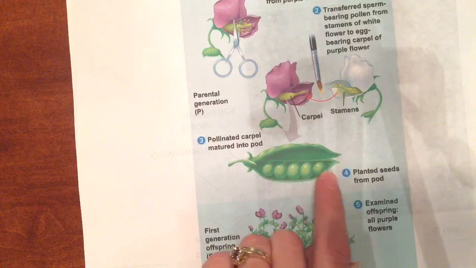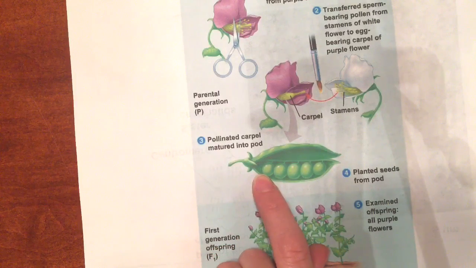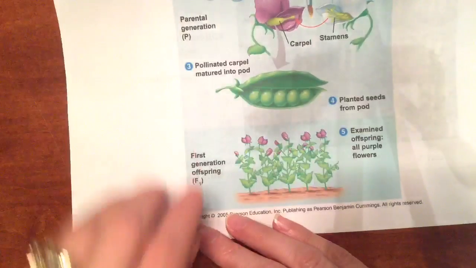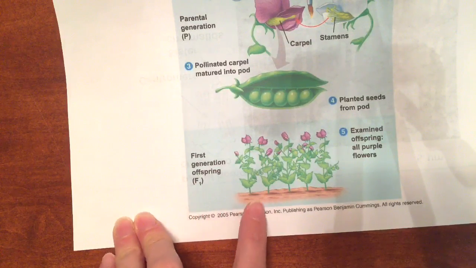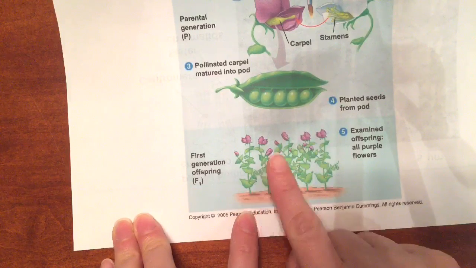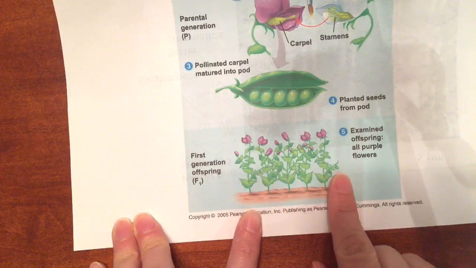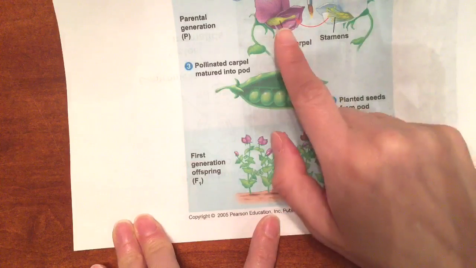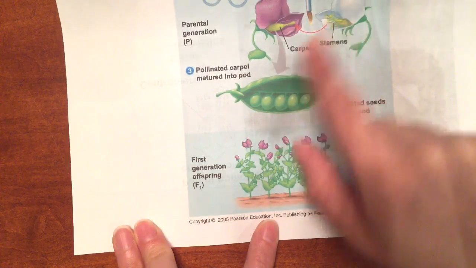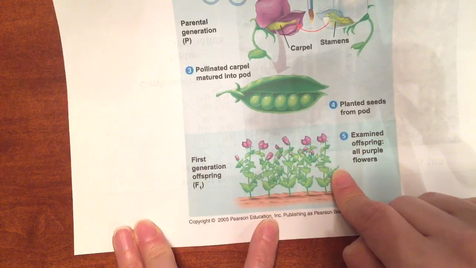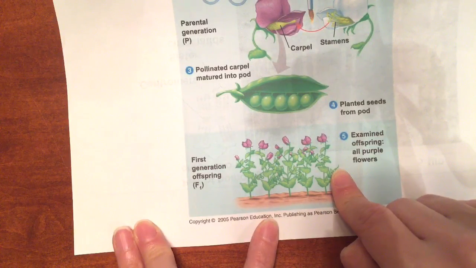So how to tell what kinds of flowers they're going to have is he had to plant these guys. So he planted these seeds, and he called these the F1 generation, the first filial generation. He planted them and let them grow, and they were all purple. So he wondered, okay, I have a purple parent and a white parent, and now I have all purple in the offspring. What happened to the white?